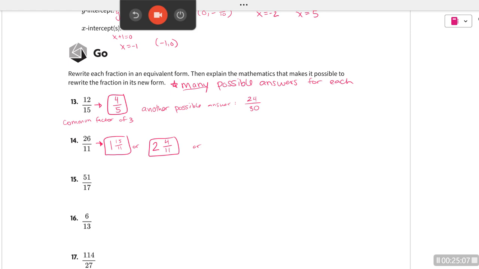Or I could make it bigger. I could say 26 times 2 is 52 and 11 times 2 is 22. So those are all equivalent forms. Again, there are many possible answers for each. I only show some.